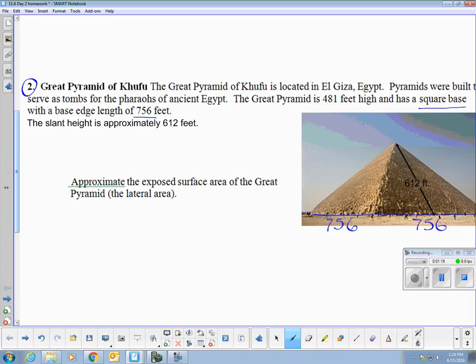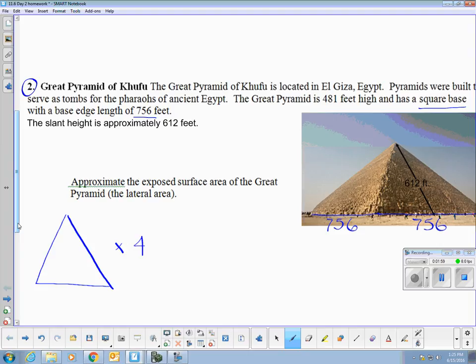The question is, what is the approximate exposed surface area? So the surface area is if I were to take a can of spray paint and spray paint all 4 triangular sides of the pyramid, how many square feet would that be? So what I'm going to do is calculate the area of one of the triangular lateral faces, and then multiply that by 4, since all 4 triangles are the same around the outside of the pyramid.